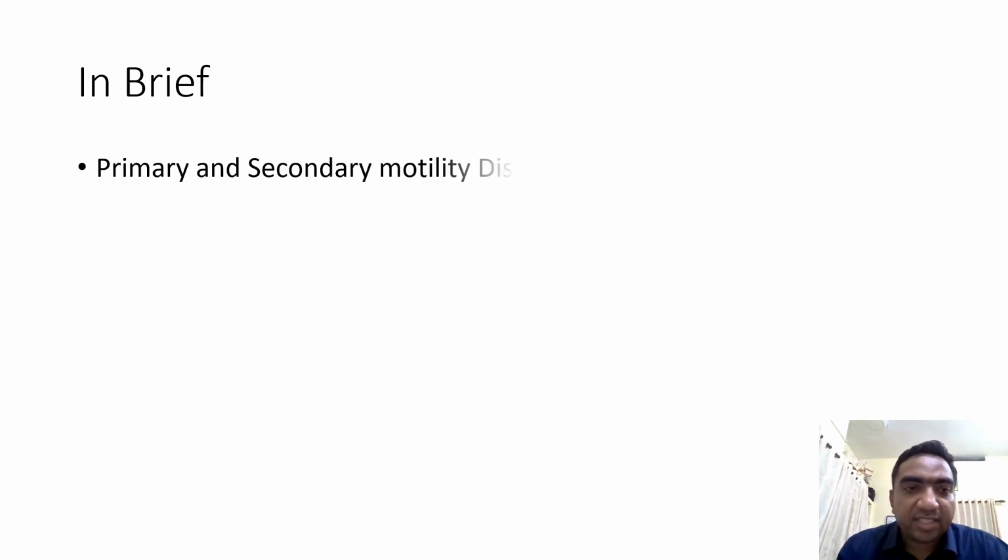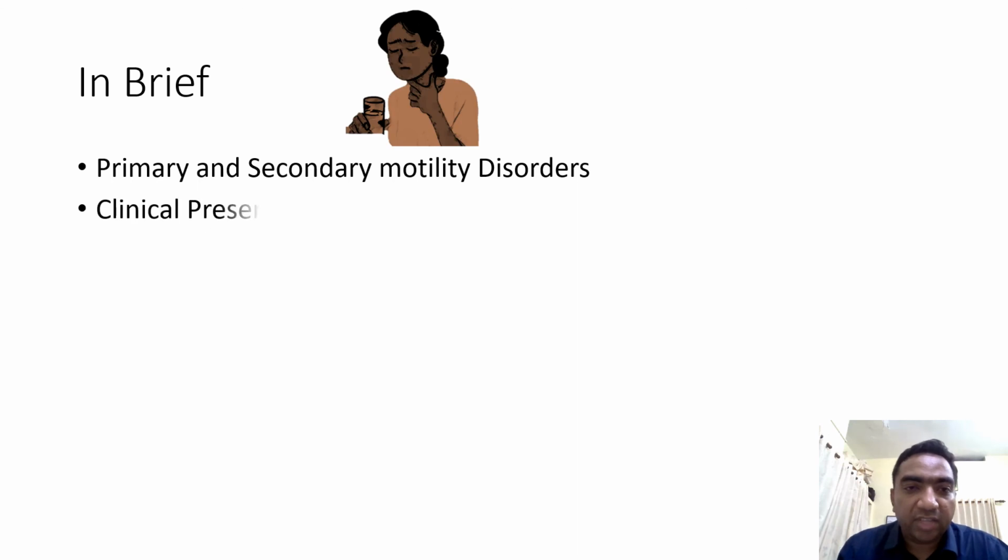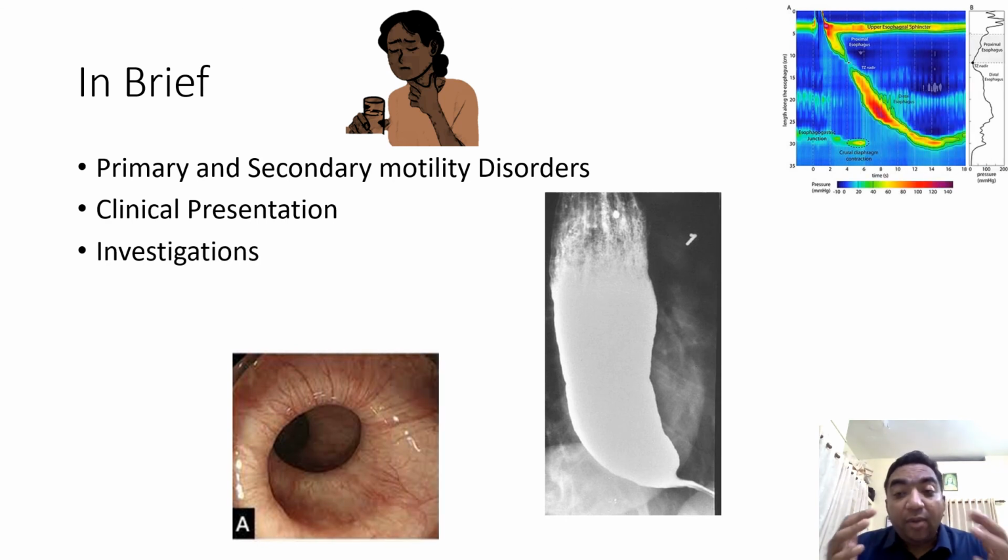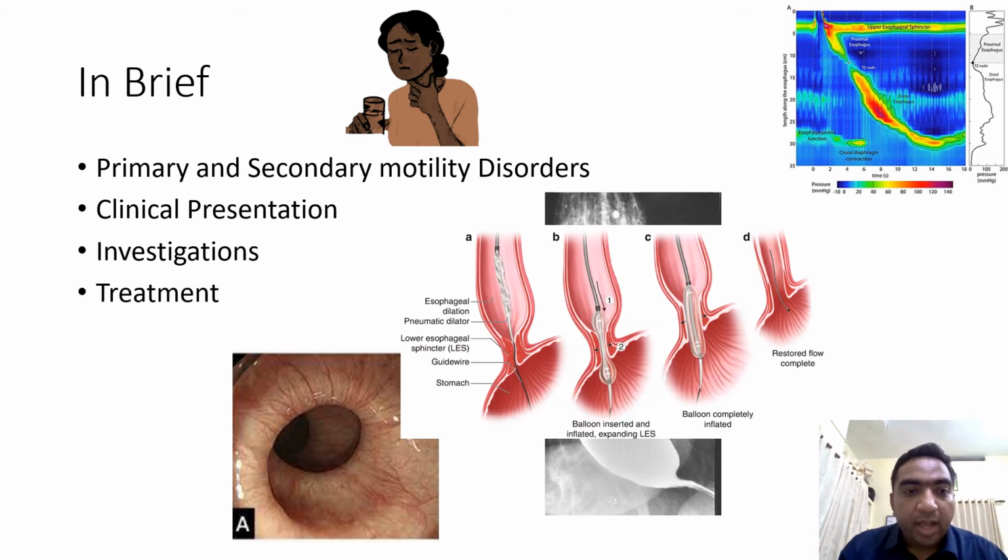So in brief, we have discussed primary and secondary motility disorders of the esophagus, the clinical presentation of esophageal motility disorders, and we have learned about the different investigations and how to approach the esophageal motility disorders through these investigations. We learned how advances in manometry have changed the classification, how the outlook of esophageal motility disorders has changed with the improvement of manometry, and how to understand the curves and the diagram. And finally, we have discussed the treatment of esophageal motility disorders. With that, let me conclude. Thank you.